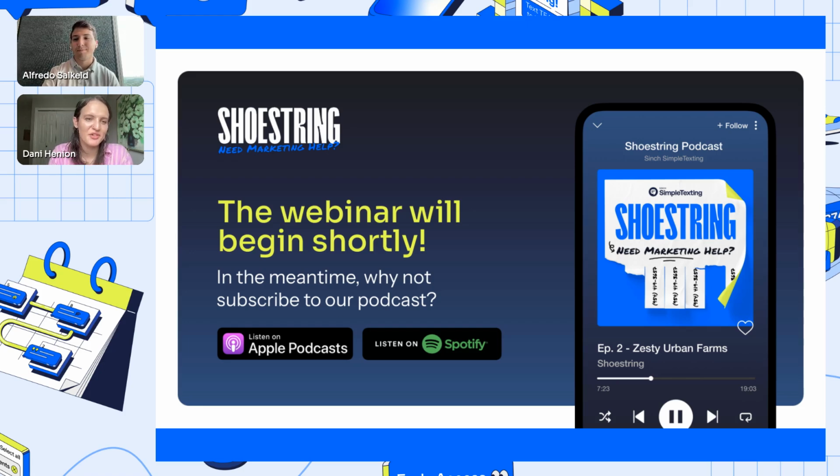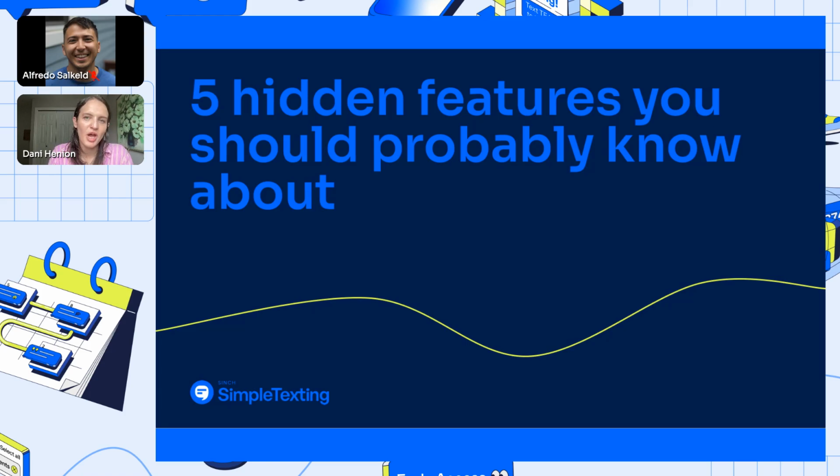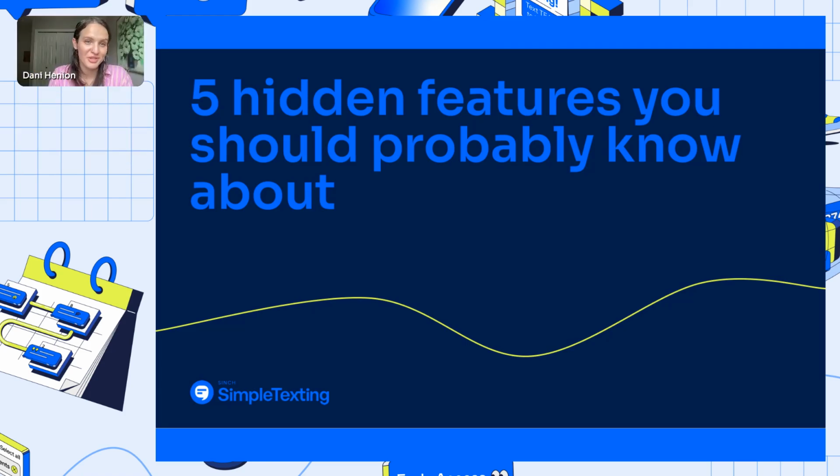Awesome. Thanks, Alfredo. I'm going to go ahead and share this screen so we can make sure everybody's in the right place. Make sure you're at the right webinar here. We're going to be talking about 5 hidden features that you should probably know about if you have a Simple Texting account. We say hidden, but they're not hidden. They're easy for you to find. But I find that it's funny. I'll be talking to customers and they'll say, I didn't even know that was possible, or how do I do this, and not realize that they have access to some of these features. So we're going to talk about them today.